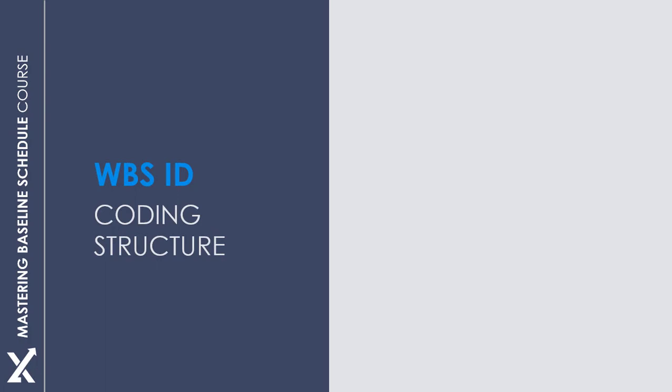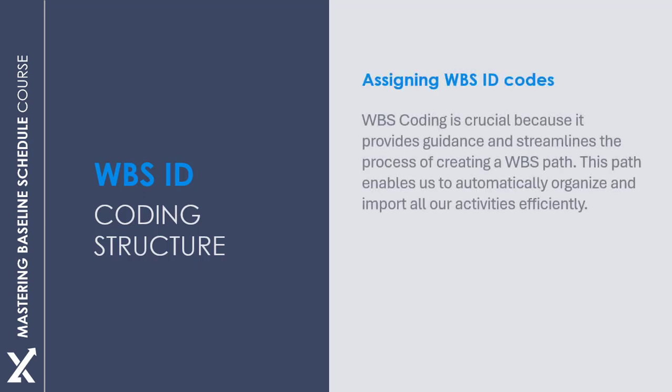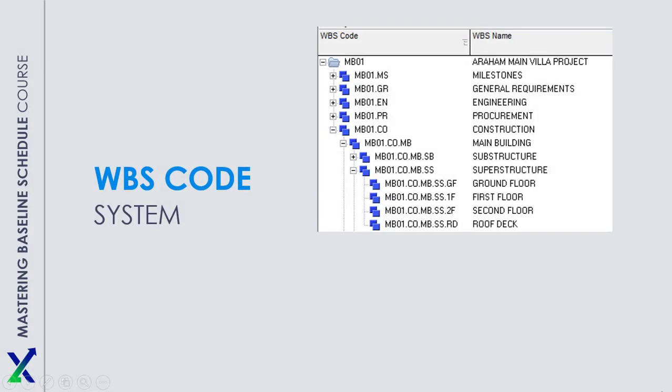Creating a work breakdown structure is a fundamental step in project management that helps break down the project scope into manageable components. Now, why is it important to assign a coding system to our WBS? While we could create a WBS with random IDs or loosely structured numbering, this approach can lead to confusion and make it challenging to automatically link our detailed activities to the WBS.